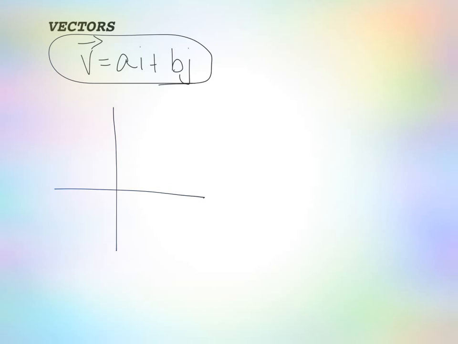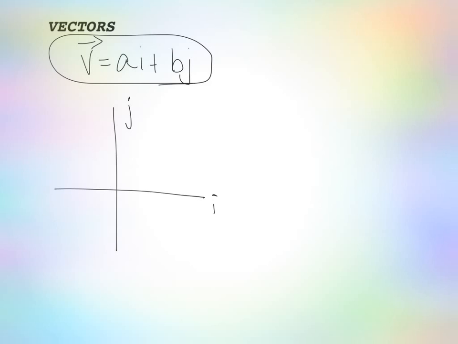So, this is the general form that you're going to see of a vector: the whole thing equals the horizontal component plus the vertical component. When you graph it, it's going to be the i on the x-axis and then the j on the y-axis. So we're just going to discuss some properties of vectors.